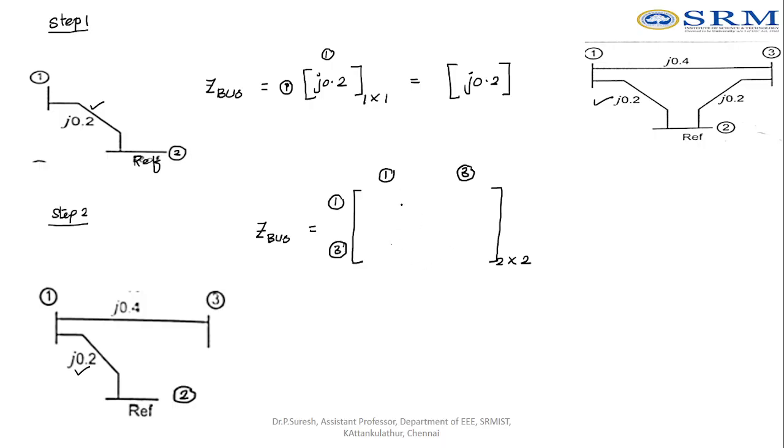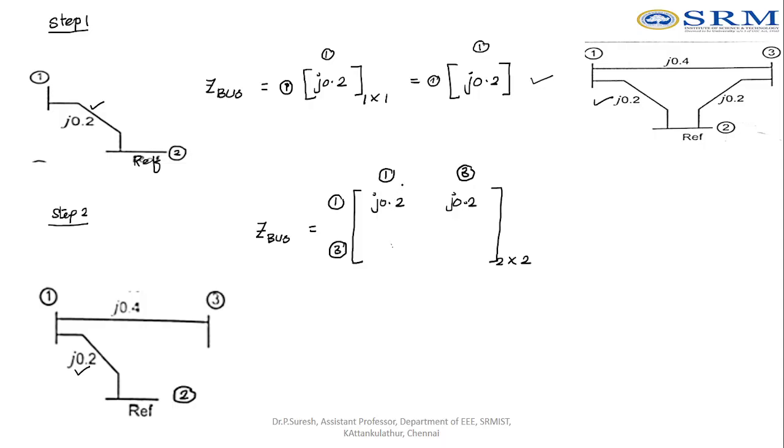How should the elements be filled? These elements should be filled with the help of the previous matrix. This is the previous matrix. Using this previous matrix we are going to fill the elements. If you take this one, this is related to bus number 1 and bus number 1. Because j0.2 is connected with bus number 1, simply write the value here, j0.2, right? And you have to fill this value, and this value. For filling this value, just write the previous value, it is j0.2.